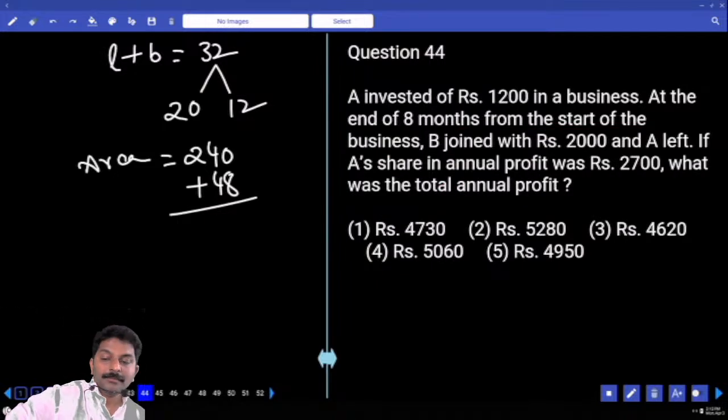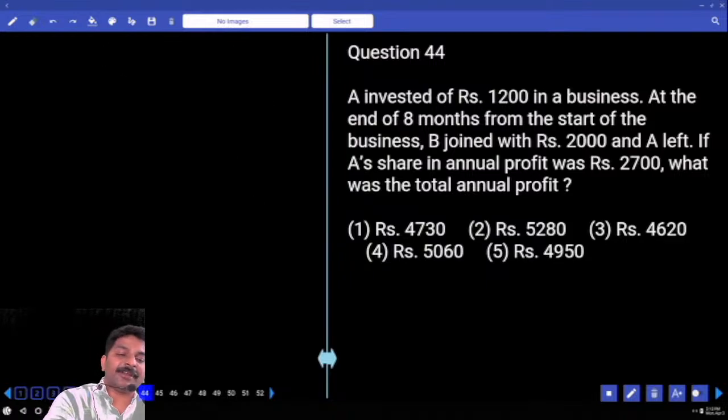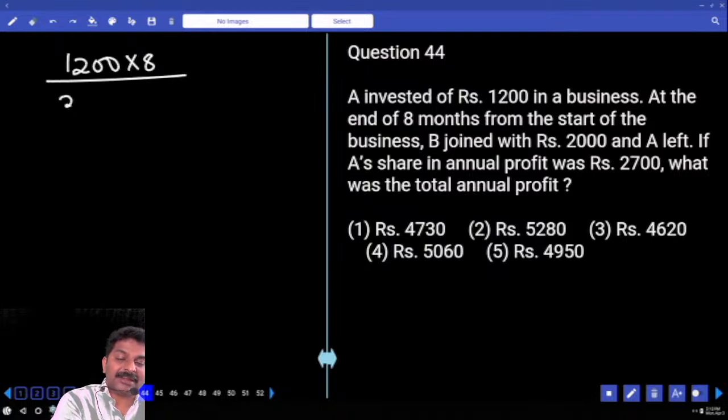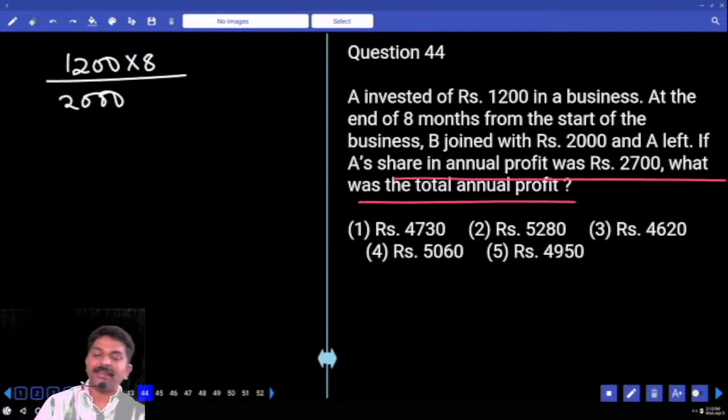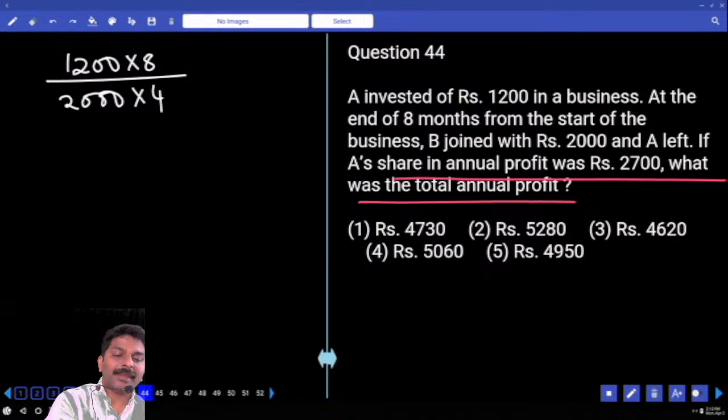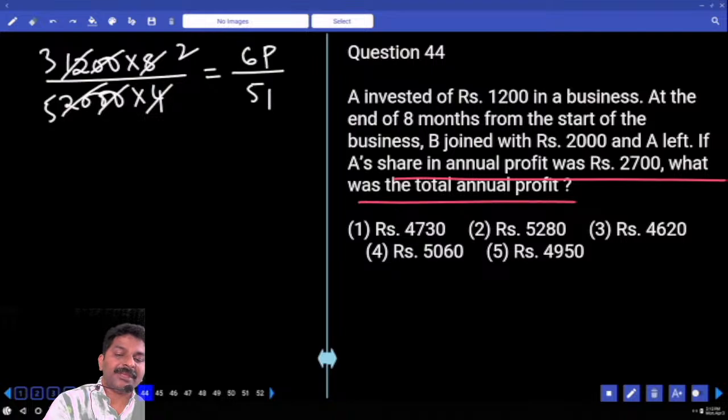Done? A invested 1200 in a business. At the end of 8 months from the start of the business, B joined with 2000 and A left. So A is there for how many months? 8 months with investment 1200. B started with 2000. If A's share in the annual profit was 2700, what was the total annual profit? So B joined after 8 months. So he will be there for 4 months. 2 zeros get cancelled. 4, 3 times, 4, 2 times, 4, 5 times. That is total 6 by 5. A gets 6 parts. B gets 5 parts.